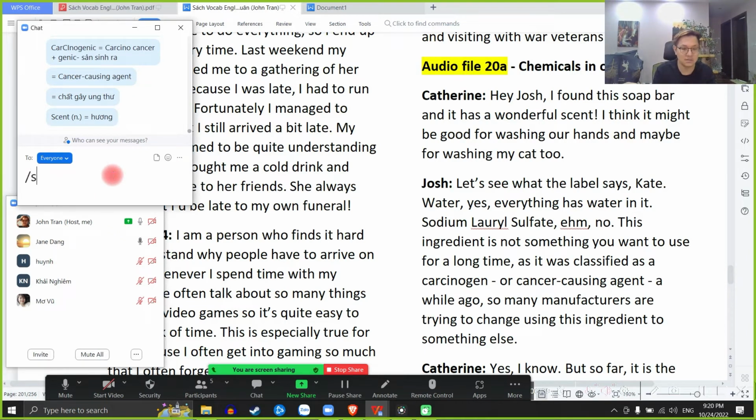Wonderful scent. I think it might be good for washing our hands and maybe for washing my cat too.